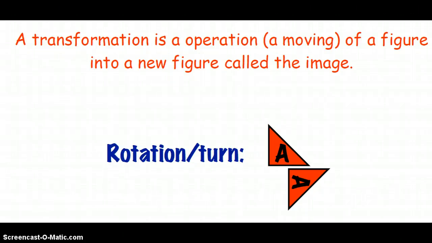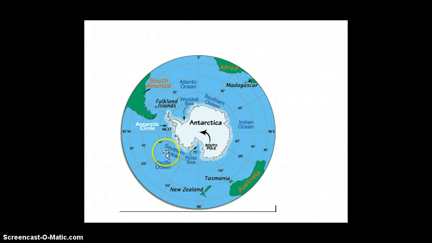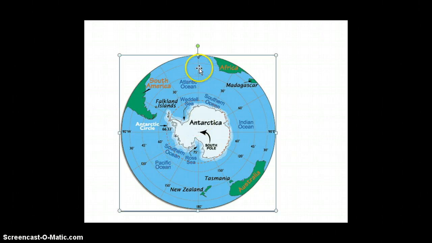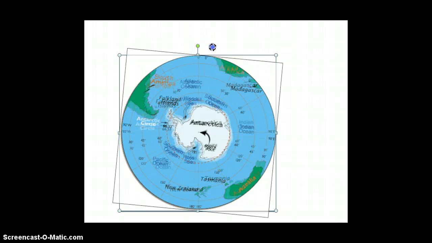We've been talking about different types of transformations, such as reflections and translations. Today we're going to talk about rotations, which means to rotate or turn an object. When I think about rotation, I think about the Earth, because the Earth rotates on its axis, which is at the South Pole or North Pole. In this picture, the axis is the South Pole. So I'm going to rotate the Earth clockwise.